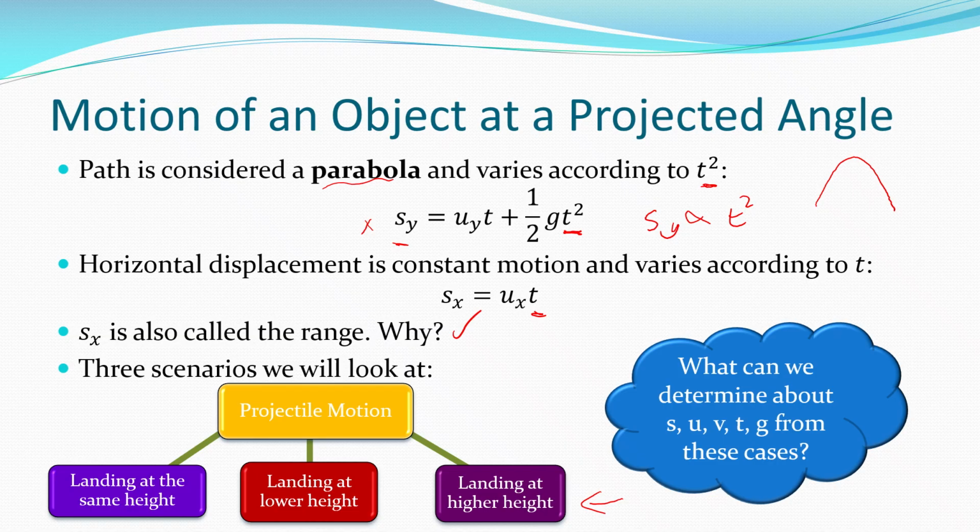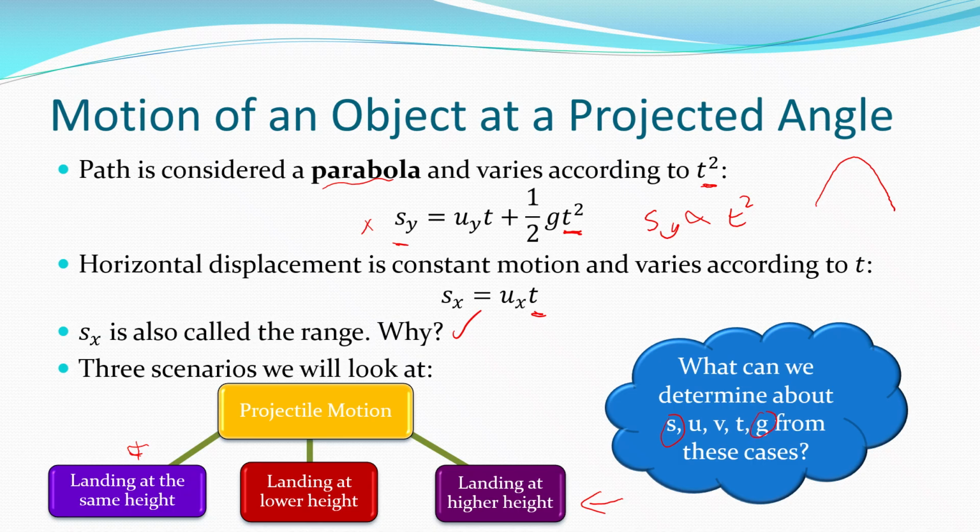If we think about our little blue bubble there, what can we determine? Well, in this scenario, landing at the same height, the displacement won't change. You'll have a horizontal displacement, but the vertical displacement is zero because you end up at the same height that you start at. In that scenario, g is always negative 9.8.